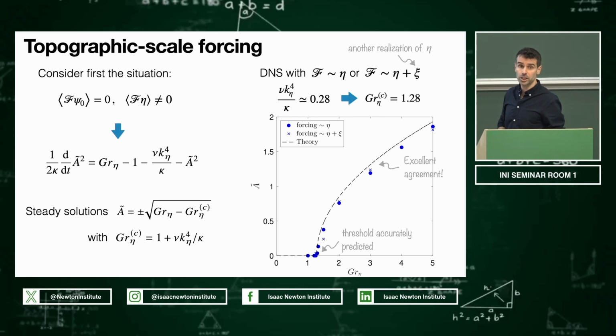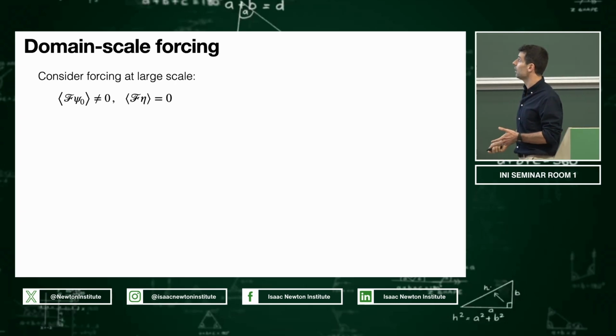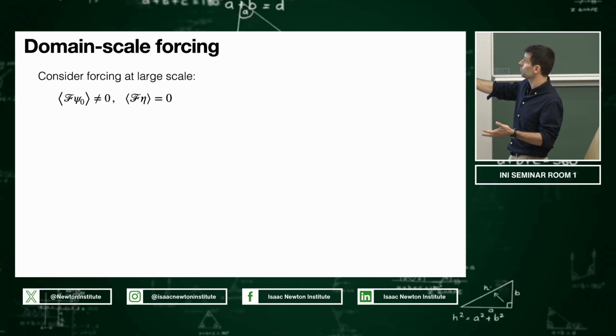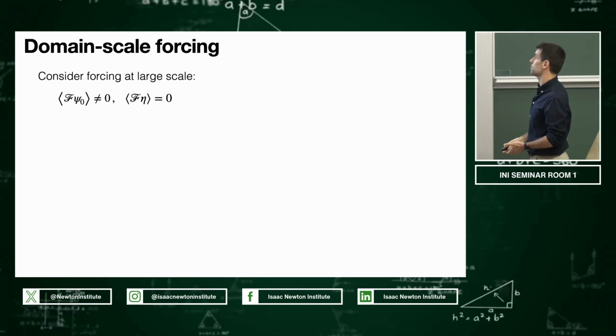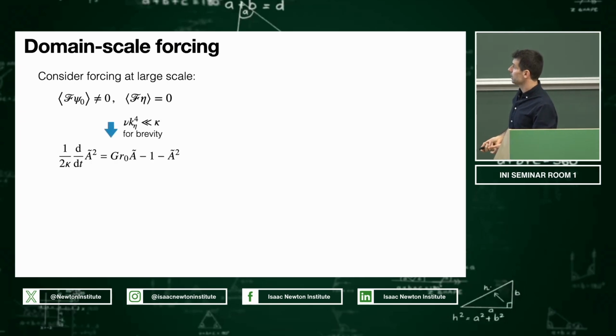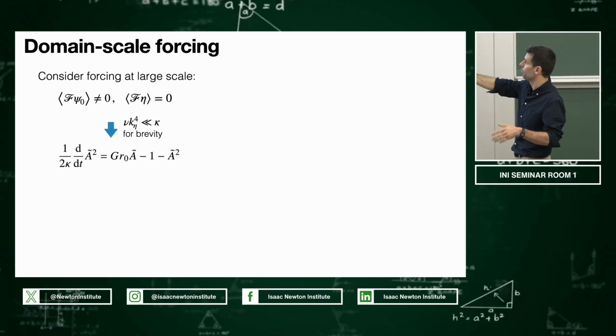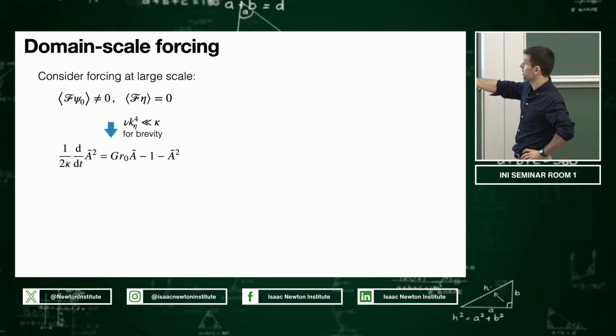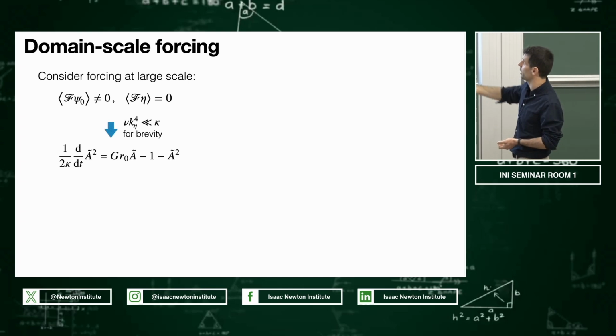The other limiting situation we can consider is when the forcing is at large scale, okay, domain scale forcing. So now I consider the opposite limit where the forcing is at very large scale, so it's correlated with the large scale structure of the condensate, but it's uncorrelated from the topography. Okay, in that case, I've considered very small nu for brevity. So what I have on the right-hand side here is this linear forcing or linear growth rate, and then the saturation here due to friction and to nonlinearities.